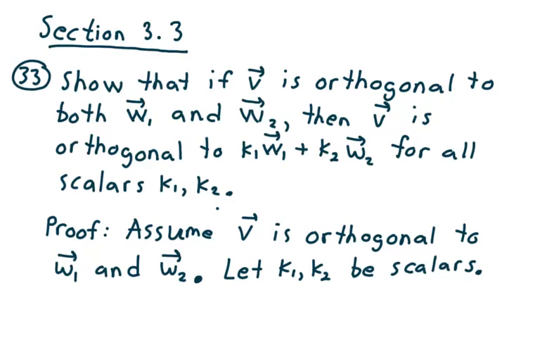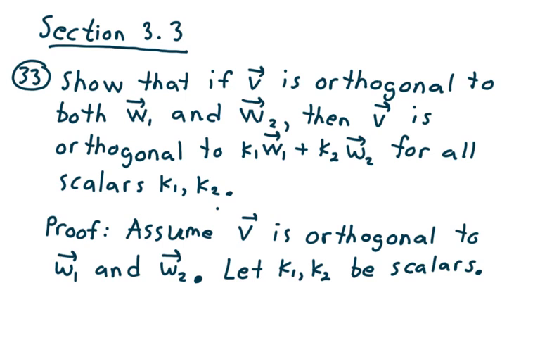This is a video from section 3.3. We're going to look at problem 33. It says, show that if V is orthogonal to both W sub 1 and W sub 2, then V is orthogonal to K sub 1 W sub 1 plus K sub 2 W sub 2 for all scalars K sub 1 and K sub 2.